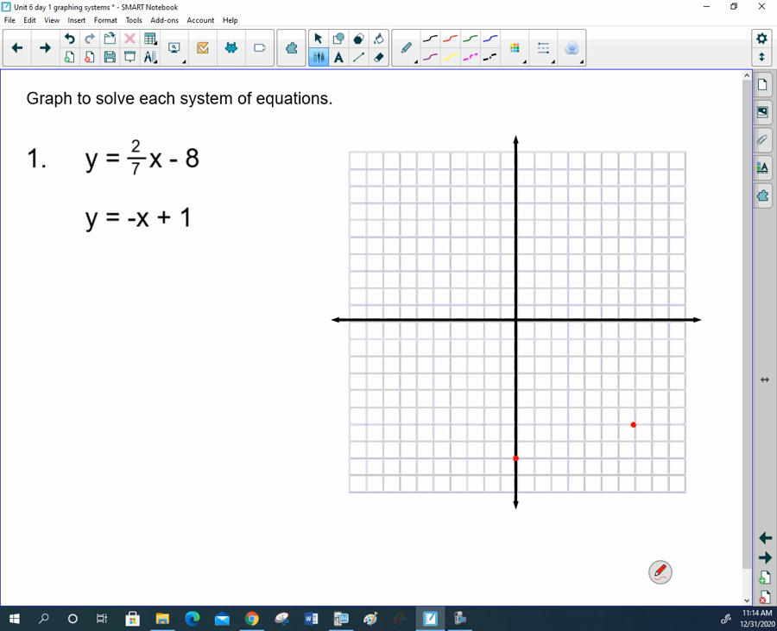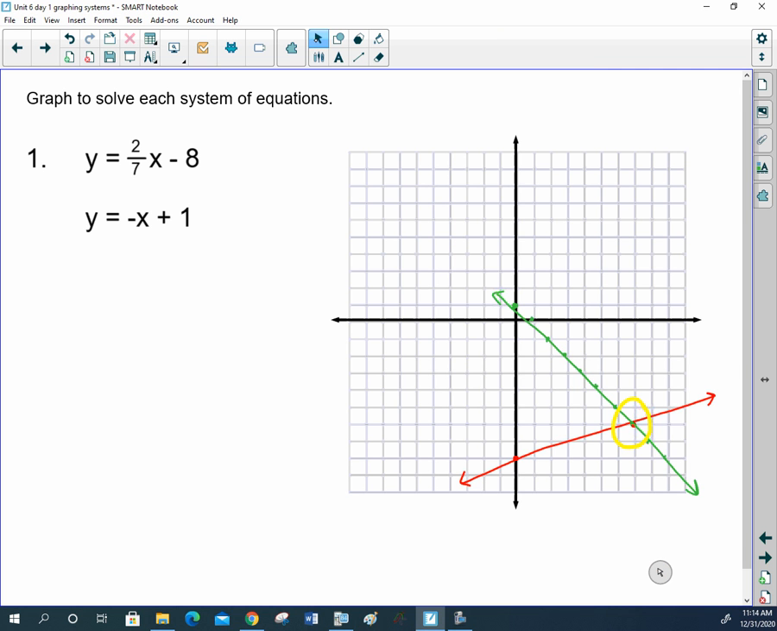And that's this line right here. Okay, and then the second equation looks like it starts at 1, and the slope is down 1/1. Okay, so I can see that these two intersect at this point right here. So that's the solution to our problem.